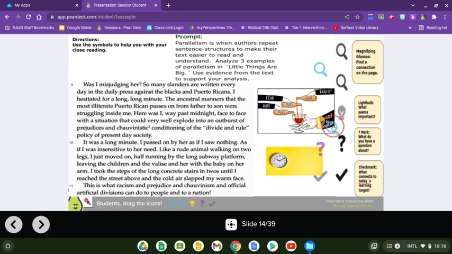Be sure to check out this cartoon later of the divide and rule, and what they're saying here, right? Divide and rule, divide and govern, same kind of thing.